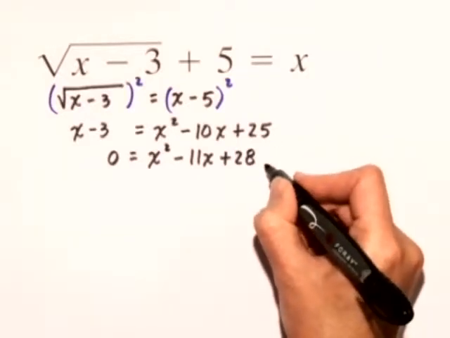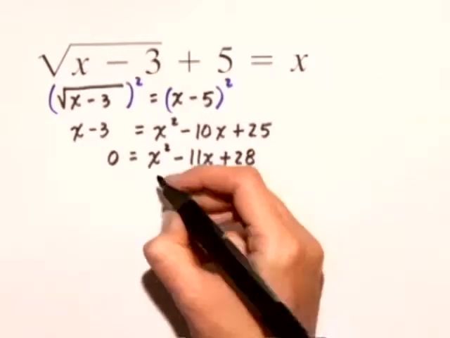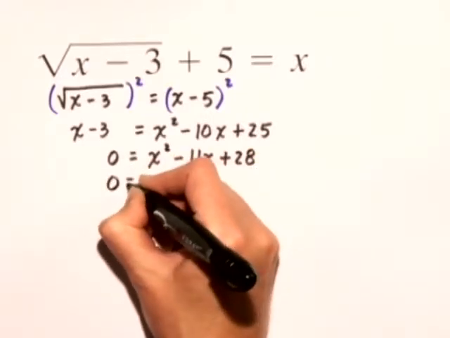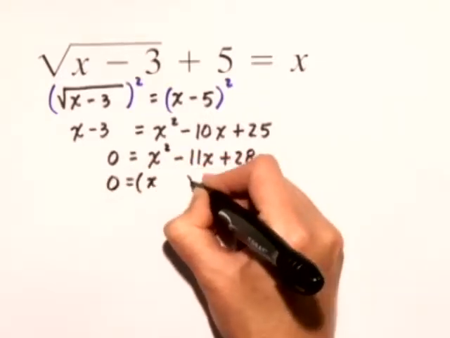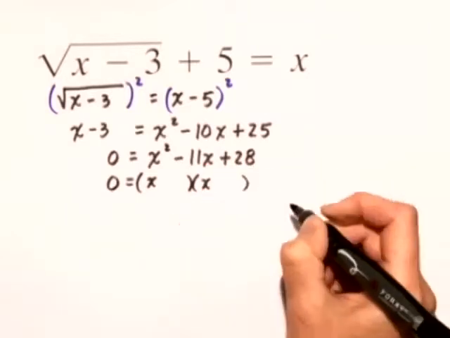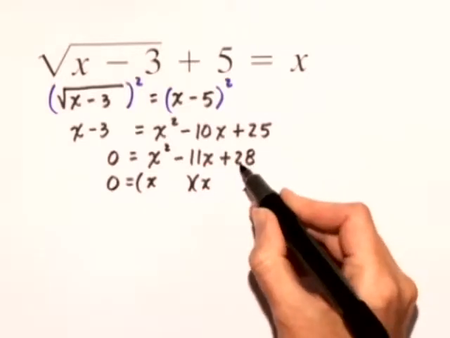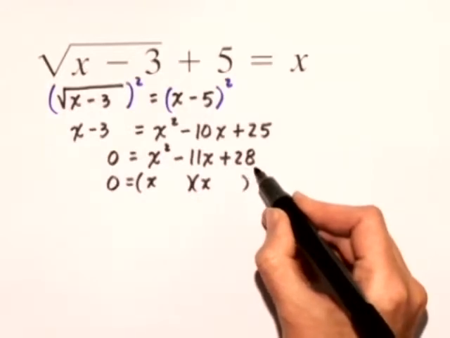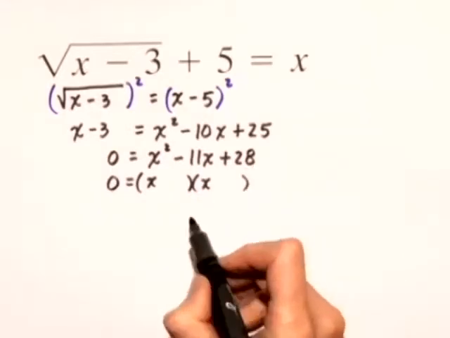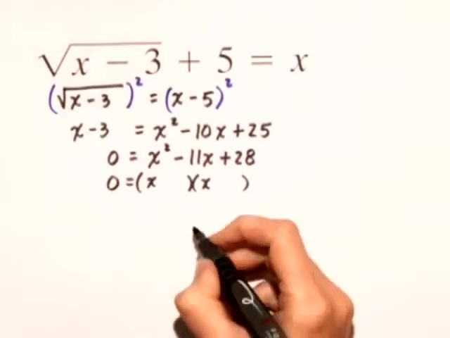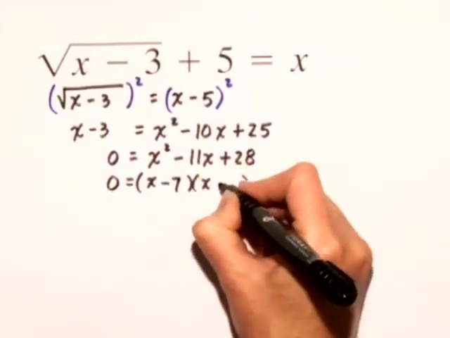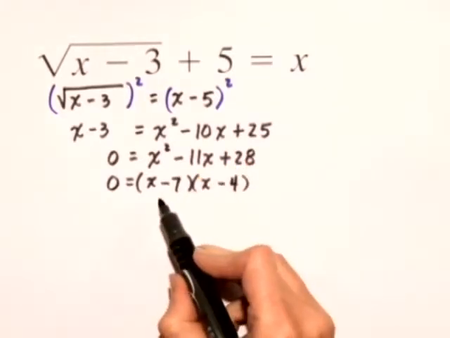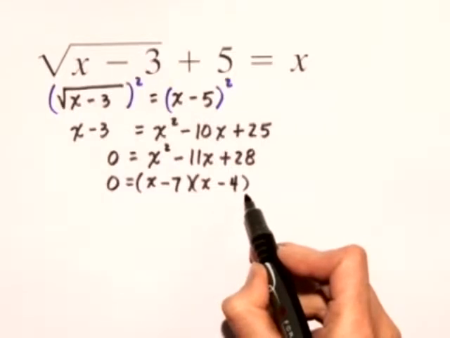Now this looks nice on the right-hand side because we can factor this. And we'll have 0 equals, let's set up our parentheses with an x and an x. It looks like we need two negative numbers to multiply together to give us positive 28, but we want those two negative numbers to add up to negative 11. It looks like negative 7 and negative 4 will work. It's always a good idea to check your factorization.